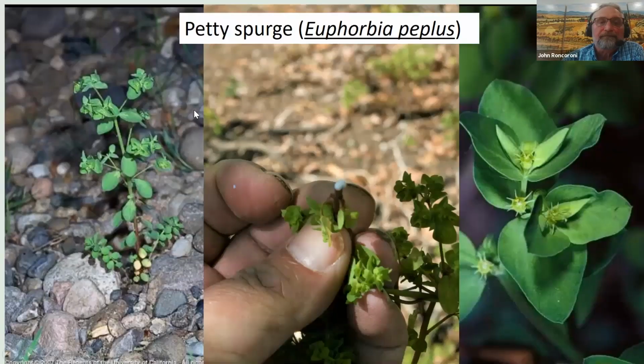And other things like petty spurge, being a euphorbia, has this latex. You probably have ornamental euphorbs at home, but they have this really not very showy flower and they do have this latex. Now be careful. A lot of people can be allergic to this latex.